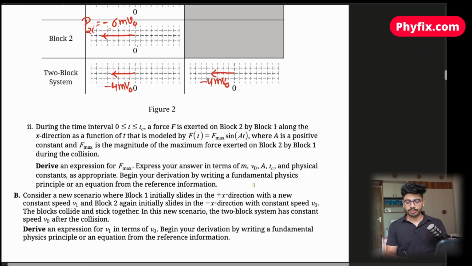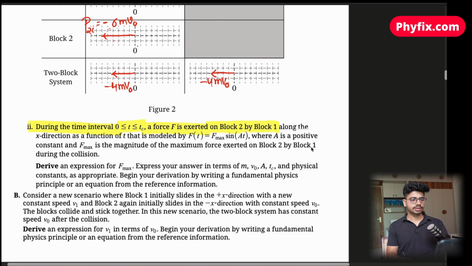Let's move to the second part of the question. During the time 0 to Tc, the force F is exerted on block 2 by block 1. So we are talking about the force on 2 by block 1. If they are going to collide, let's suppose this is block 1, block 2, it is going to apply some kind of force on that, correct? So we are looking at that only along the x direction as a function of time. They already gave the function value.